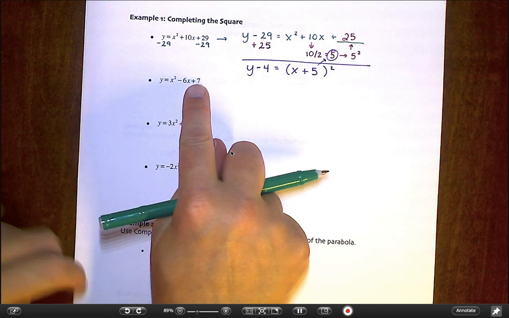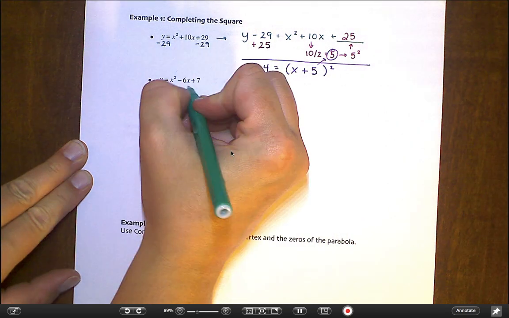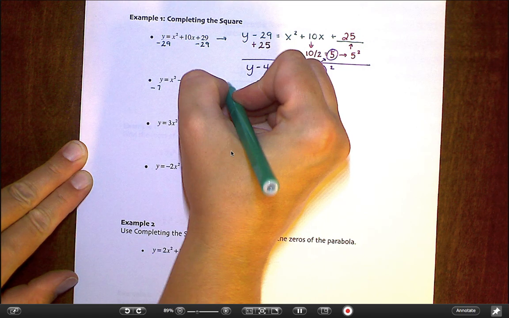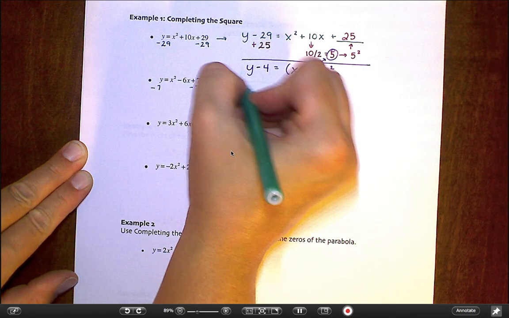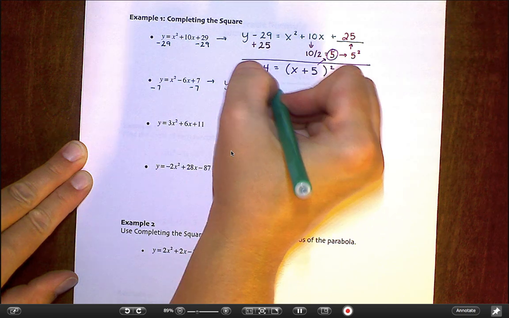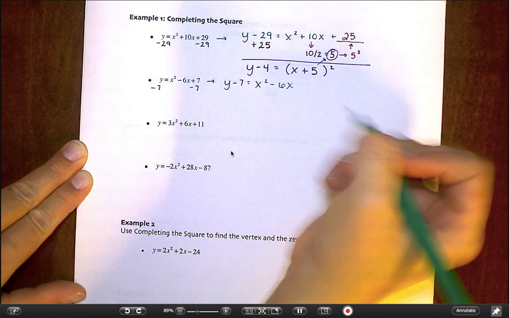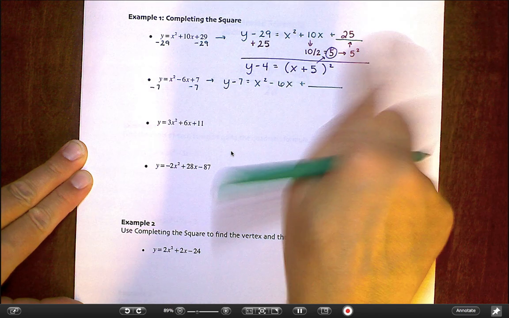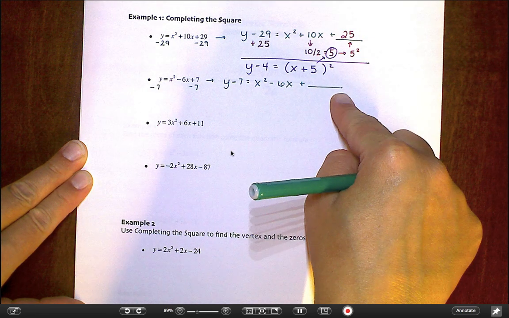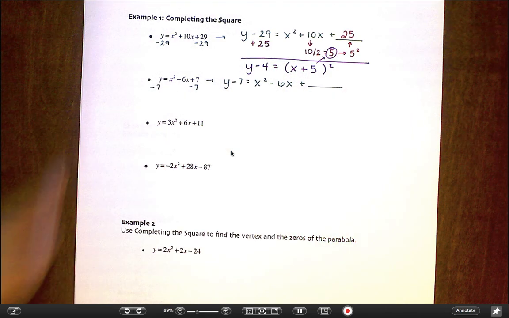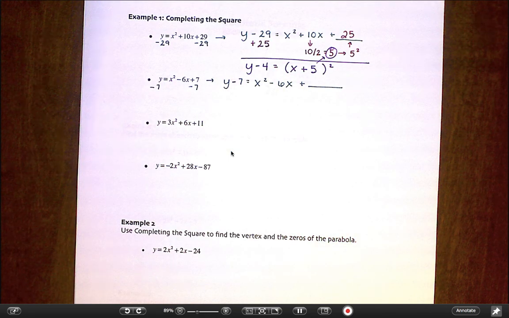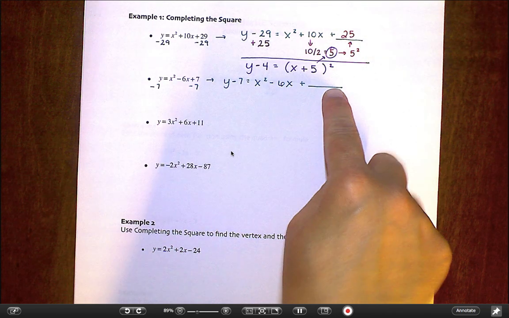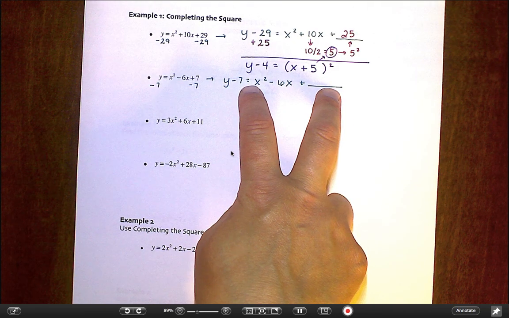I'm going to start by moving the 7, right? So minus 7 minus 7. That gives me y minus 7 equals x squared minus 6x. And again, my goal here is to fill something in on the end so that I can make this a perfect square trinomial. This is where the completing the square terminology comes from: I'm putting something here to complete the perfect square trinomial.